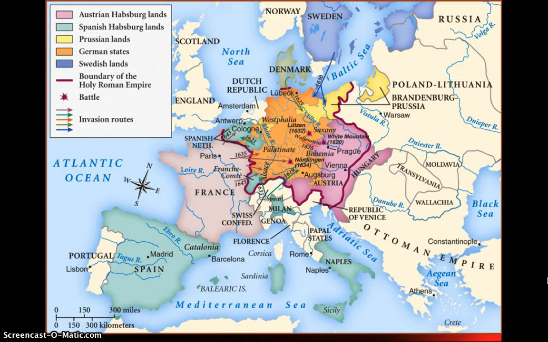You can see on this map here, in terms of the spread of the 30 Years' War, just how many states were involved with it. And this is one from your textbook, so if you want to look at it more closely, you can. But you're looking at Austrian Habsburgs, Spanish Habsburgs, Prussians, Germans, Swedes, and you can see by the arrows on there that the French sent troops in. The French send troops into Spanish Habsburg lands, which they would like to control.